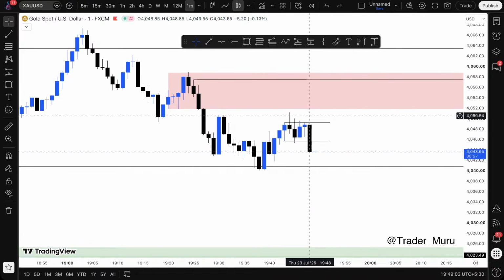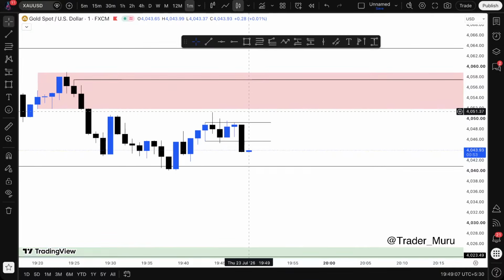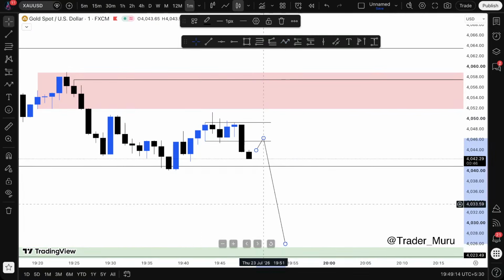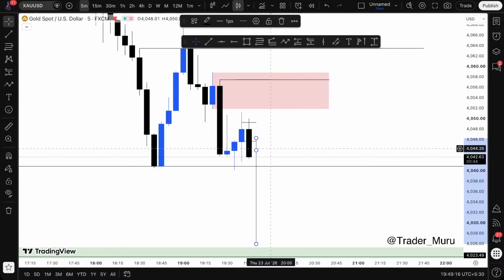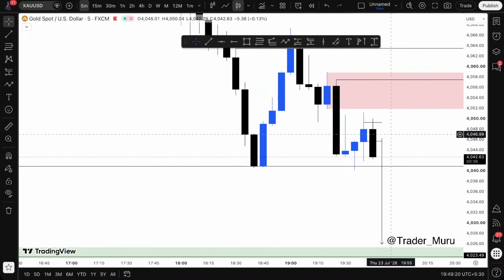Short on retest, stop loss will be above this high. Risk factor is high but valid. Target will be 23. 5 minute, how much time is left? 42 seconds.